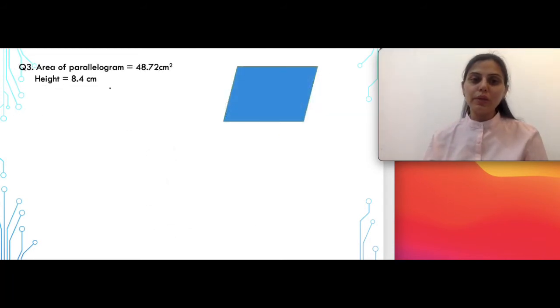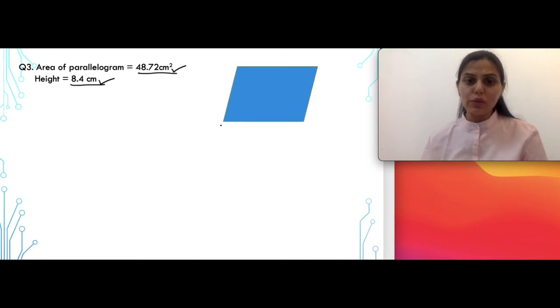In question number 3, you are given the area of a parallelogram which is 48.72 centimeters square and the height is given as 8.4 centimeters. Since both the units are the same, centimeters square and centimeters, there is no need to convert any unit into the other form. In this question, we are supposed to find the value of the base. So let's start by writing the formula.